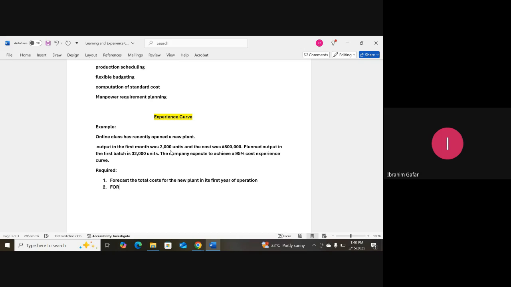Two, forecast the total cost for the second year of operation if the output remains at 32,000 units per year.